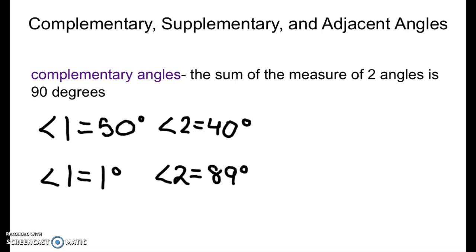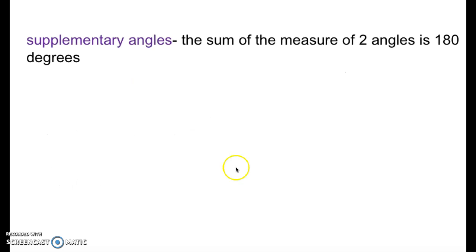Now we're going to move on to supplementary angles. Supplementary angles are when the sum of the measure of two angles is 180 degrees. So we know a straight line is 180. So let's just take a look and say this angle is 130 degrees. Then the supplement of it must be 50 degrees.